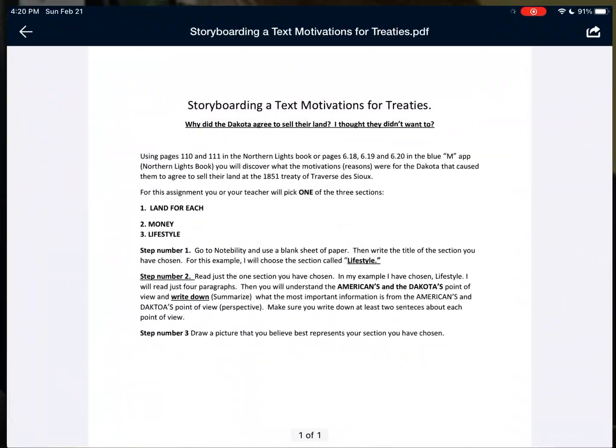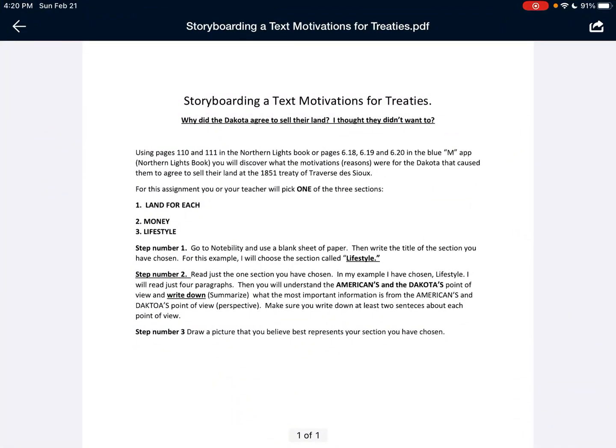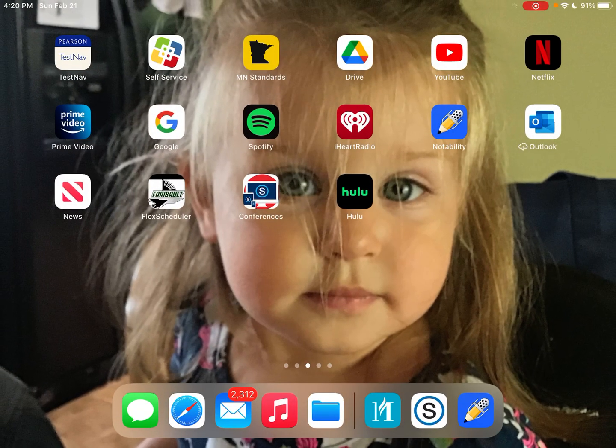How hard was that? Step number two, read just the one section you have chosen. In my example, I have chosen lifestyle. I will read just the four paragraphs. Then you'll understand the Americans' and the Dakotas' point of view. Summarize what the most important information is from the Americans' and Dakotas' point of view. Make sure you write down at least two sentences. Misspelled that word, sentences. That's it. I'm going to stand in the corner for 5 minutes. Make sure you write down at least two sentences about each point of view. All right, that's step number two. So here we go, peeps.